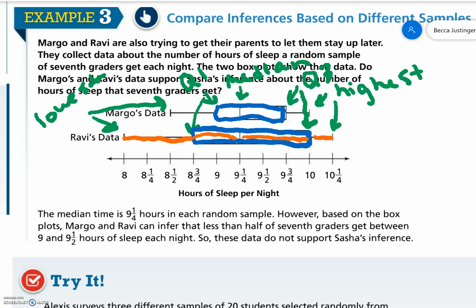However, based on the box plots, Margot and Ravi can infer that less than half of the 7th graders get between 9 and 9 1/2 hours of sleep each night. So this data does not support Sasha's inference. They found that by, if you go to 9 and 9 1/2, in both cases, between those 2 red colors, it's less than the amount that's in the blue boxes, and the blue boxes count for 50%.